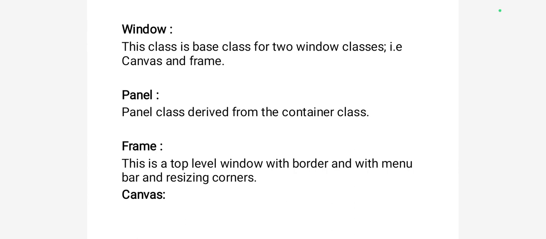The next one is window. This class is the base class for two window classes, which are canvas and frame. We already saw this in the previous slide or previous diagram. The top level window without border and without menu bar is created using the window class. A window object is a top level window with no border, no menu bar. The default layout for this window is the border layout. A window must have an owner, either a frame, a dialog, or any other window. It is defined when the window is constructed.